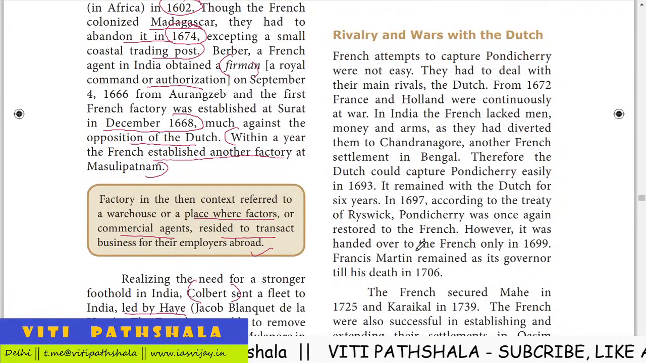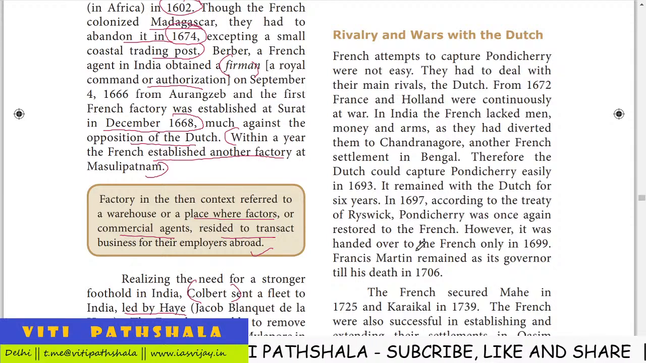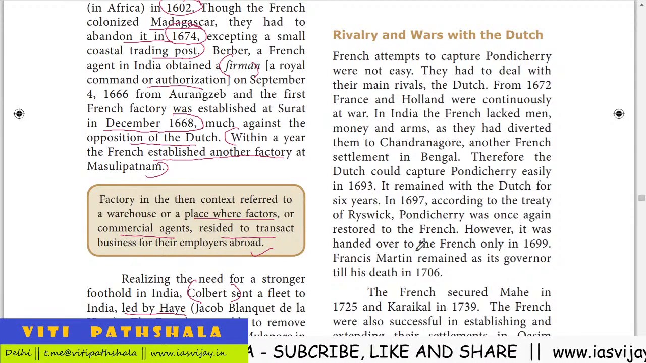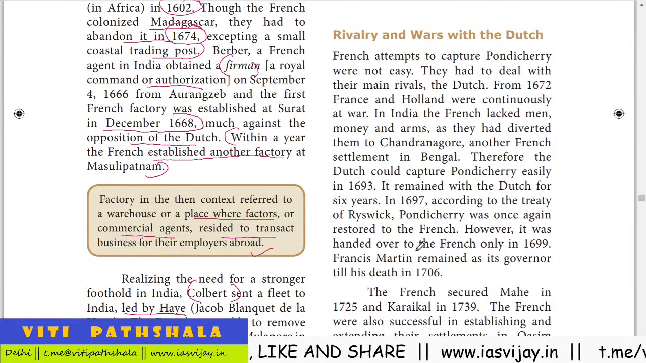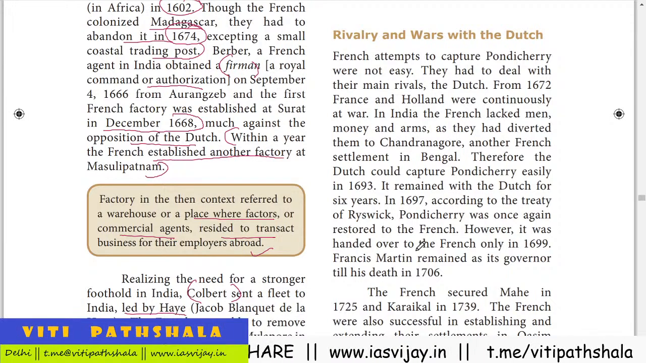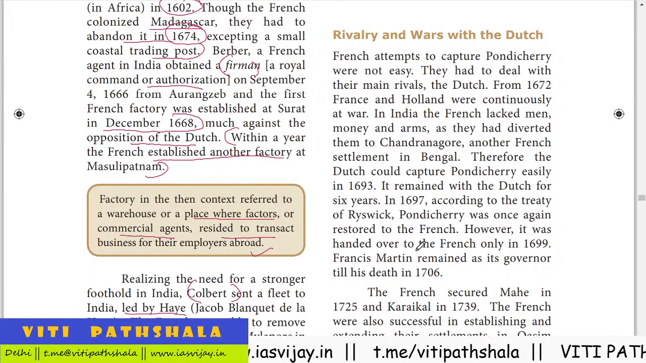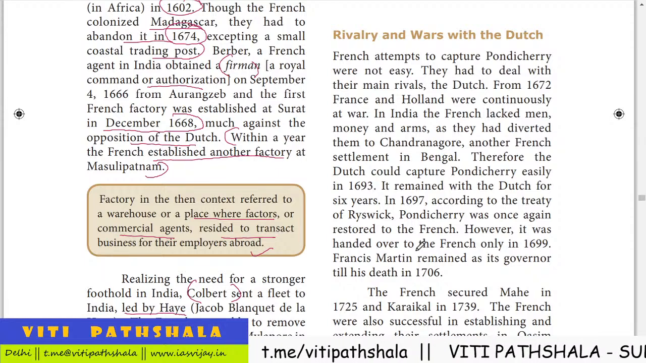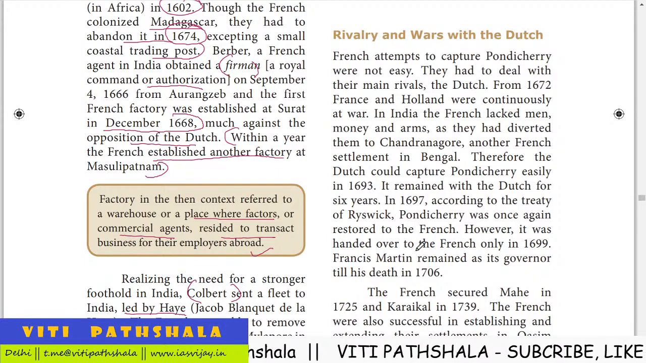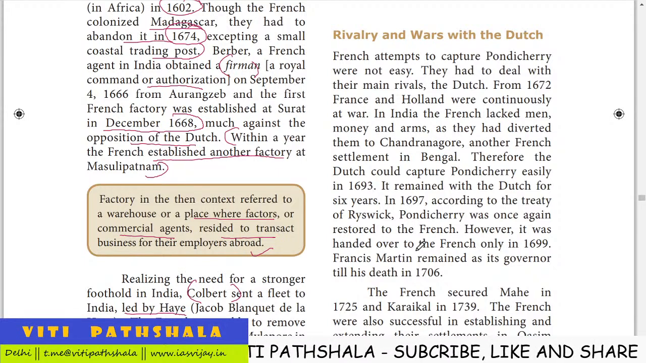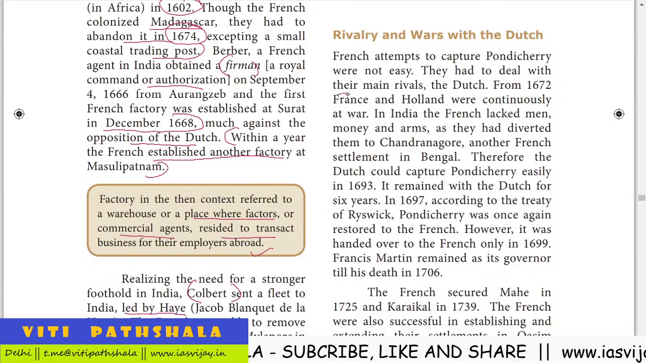Next comes the rivalry and the wars with the Dutch. The French attempts to capture Pondicherry were not easy. They had to deal with their main rivals, the Dutch. From 1672, France and Holland were continuously at war.